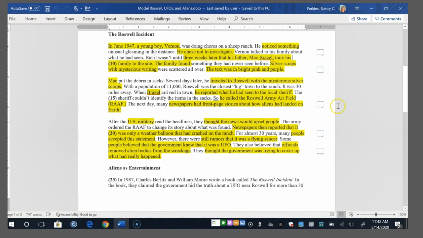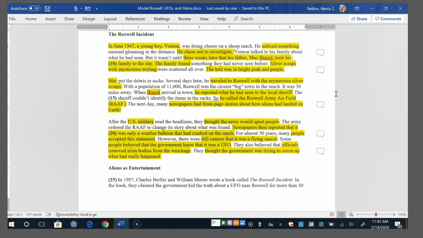Next paragraph. Mac, who was the father, remember, put the debris in sacks. Several days later, he traveled to Roswell with the mysterious silver scraps. With a population of 11,000, Roswell was the closest big town to the ranch. It was 30 miles away. When Brazel, who remember that's Mac Brazel, the father, arrived in town, he reported what he had seen to the local sheriff. The sheriff couldn't identify the items in the sacks. So he, the sheriff now, called the Roswell Army Airfield, or the RAAF.